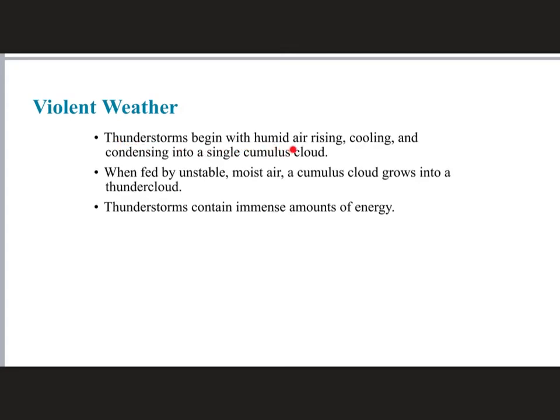Thunderstorms begin with humid air rising, cooling, and condensing into a single cumulus cloud. When fed by unstable, moist air, remember, unstable air, that's when you have a rising of the air and it doesn't come back down. As you get this cumulus cloud fed by this rising, unstable, moist air, the cumulus cloud grows into a thundercloud. And then thunderstorms occur when you get the precipitation. And thunderstorms contain immense amounts of energy.